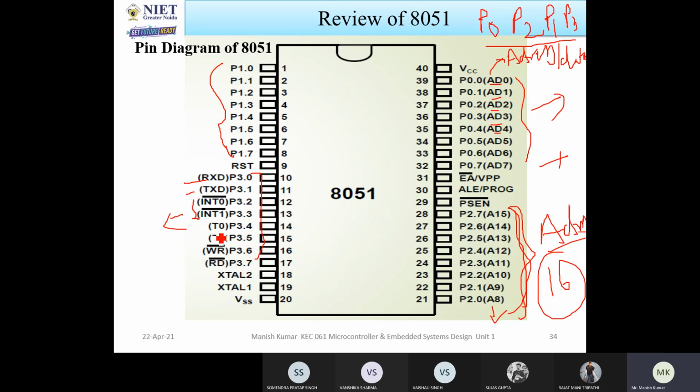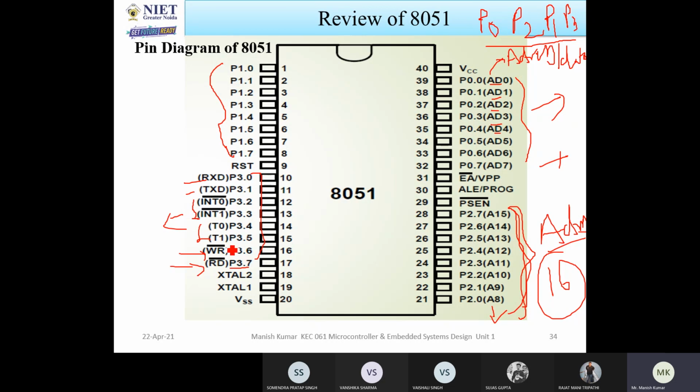Again, P3.4 and 3.5 are used for the timers. P3.6 is used for the write operation and P3.7 is for the read operation. So these 8 pins are dedicated for the special functions.